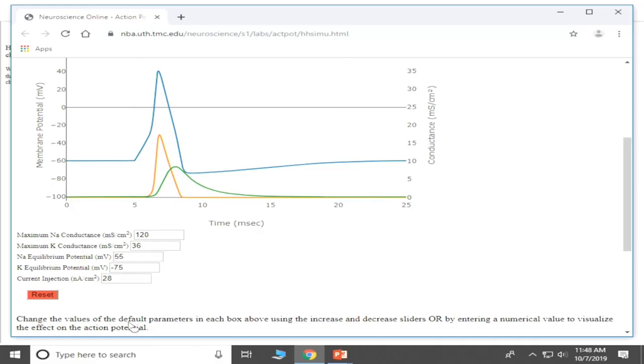Now, you can use this simulation to test your knowledge. So you can ask yourself what would be the consequences of changing some of these parameters? How would it affect the action potential? Think about what would be the consequences of making the potassium equilibrium potential, instead of minus 75, making it minus 80. You would need a larger impulse. You might need a larger stimulus, a depolarization, to trigger the action potential.